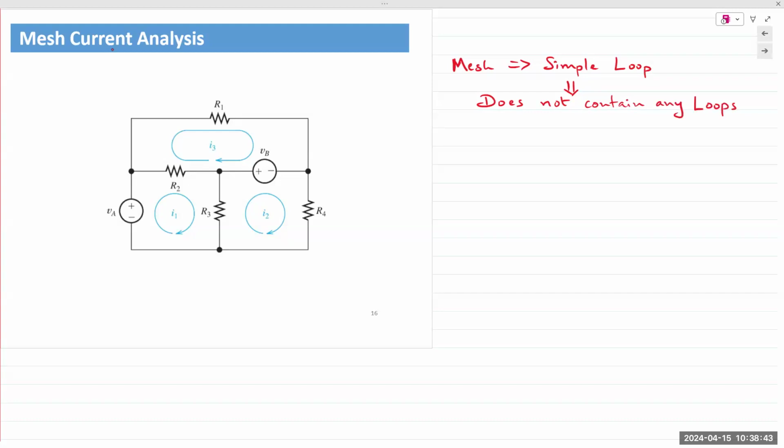Okay, is everybody familiar with the concept of an electrical loop? All right, let's go over that concept first. A loop is basically a closed pathway in an electric circuit.